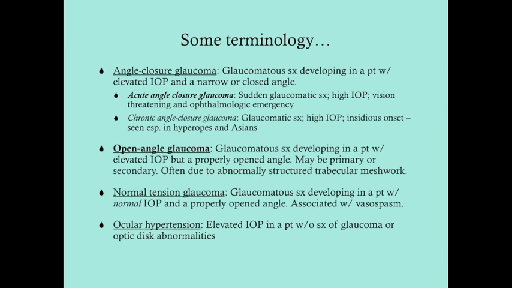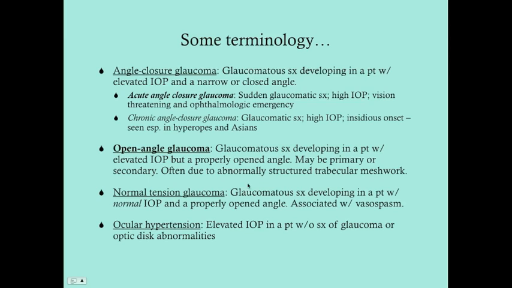So this is a much different process than the rest of these, even though pathophysiologically it is due to an angle closure. Chronic angle closure glaucoma is where you ultimately develop glaucomatous symptoms, ultimately due to a high intraocular pressure, but this is more insidious onset, and it's seen particularly in hyperopes and in Asians. Hyperopes, because they have smaller eyes, so they tend to have smaller chambers, and so because they have smaller anterior chambers, the angle tends to be smaller.